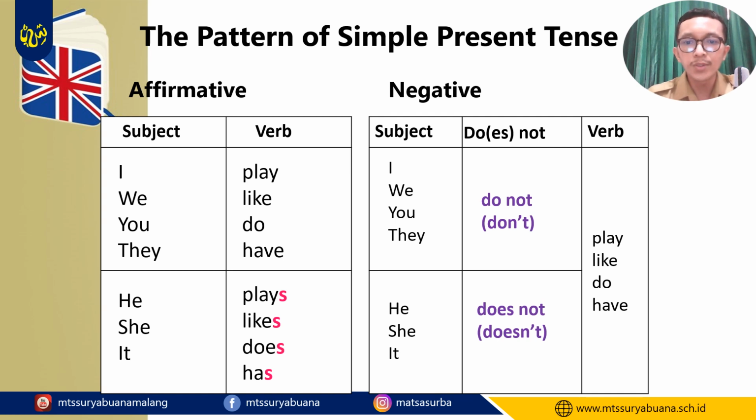But if you want to use he, she, or it, you don't need to use don't anymore, but you have to use doesn't. Yeah, he doesn't like, for example, he doesn't do, he doesn't have, she doesn't play. So don't forget to use doesn't if you want to use he, she, or it in the sentence.